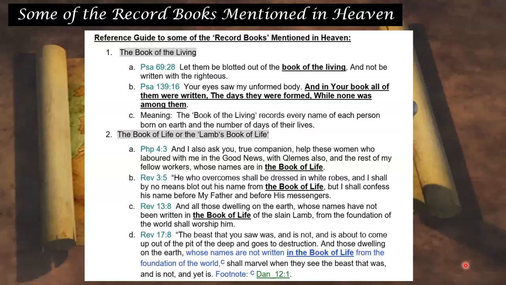So the book of the living records every name of each person born on earth and the number of days of their lives. The book of life, or the Lamb's book of life. In Philippians 4:3 it says, "And I also ask you, true companion, help these women who labored with me in the good news, with Clemus also, and the rest of my fellow workers whose names are in the book of life." So at this judgment scene, when the names are in the book of life, hallelujah.